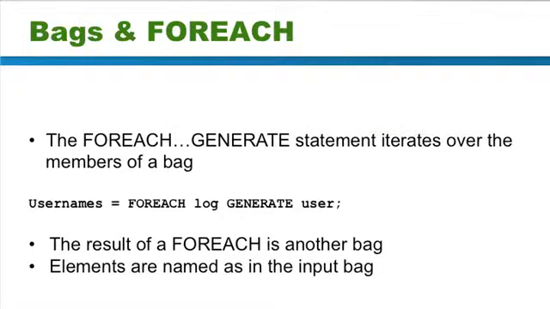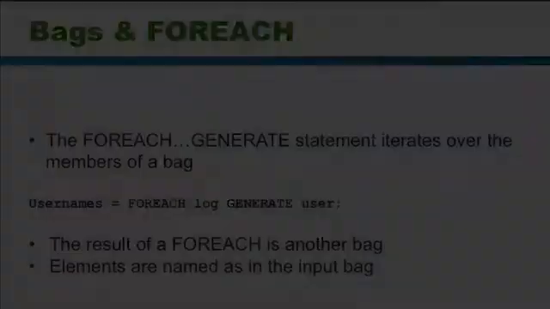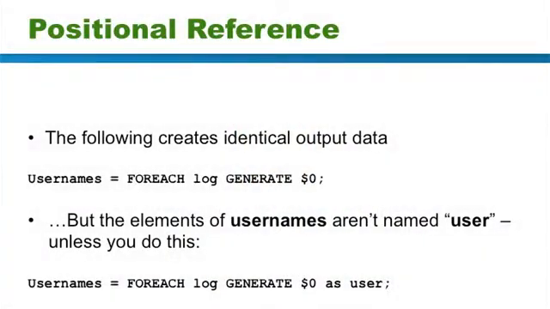Then we have bags and foreach. The foreach and generate statement iterates over members of a bag. So in this case, we're iterating over, for each log, or bag in the log, generate a user and store that in usernames. So the result of foreach is another bag. Elements are named as the input bag. Now positional reference, I started talking about that before. A perfect example here, just as the usernames statement we just looked at, you can say foreach log generate $0. This looks at the elements in the first part of the log and assigns that to username.